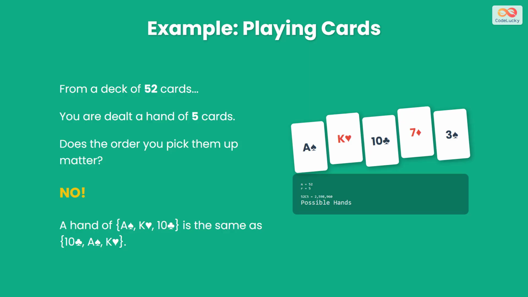Let's look at a larger example, playing cards. A standard deck has 52 cards. If you are dealt a hand of 5 cards, does it matter which card touched your hand first? No. As long as you end up with the same 5 cards, it is the same hand. Using the formula with n equals 52 and r equals 5, we can calculate that there are over 2.5 million possible poker hands.